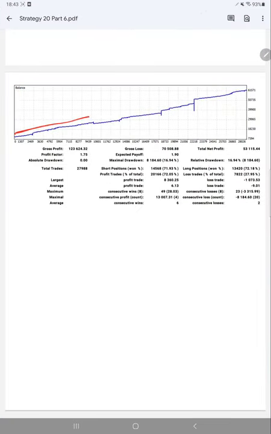As you can see the graph, it is constantly going up. Profit factor is 1.75. Total number of trades is 27,988. Expected payoff is 1.90, and average profit and loss is 6.13 and 9.0, which will give us a risk reward ratio.